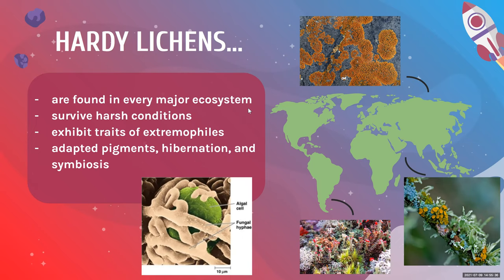But the last thing is their symbiosis. As I described on the last slide, the fungal unit usually wraps around the algae cells like a security blanket. And that keeps it secure from any of these harsh conditions, like temperatures that the algae cell would be more sensitive to without the lichen. And so that's how this relationship generally works.